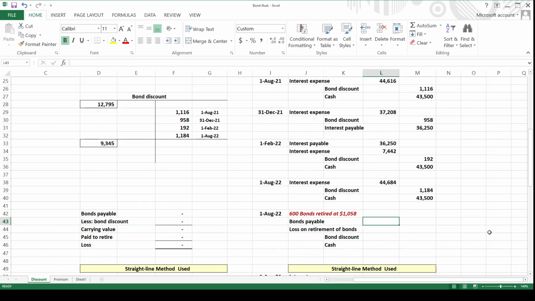So that would be 600 times 1,000. Nice even multiple, yeah. The bond discount is the tricky part, okay? If we are retiring 600 bonds, and there's 1,500 bonds altogether, whoops, that comes out to what?